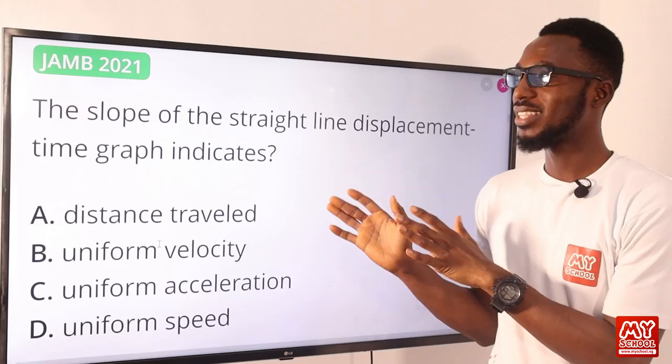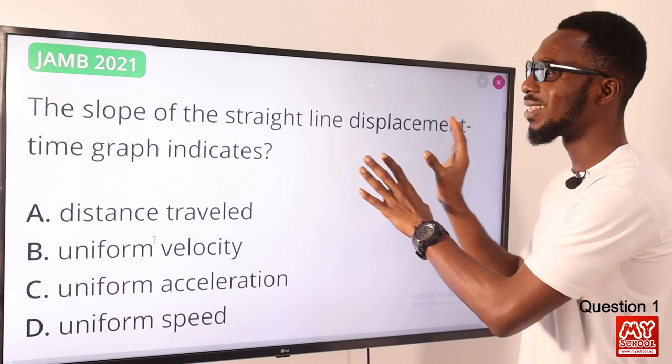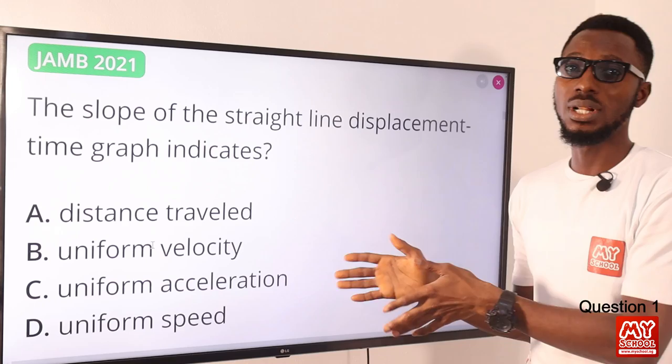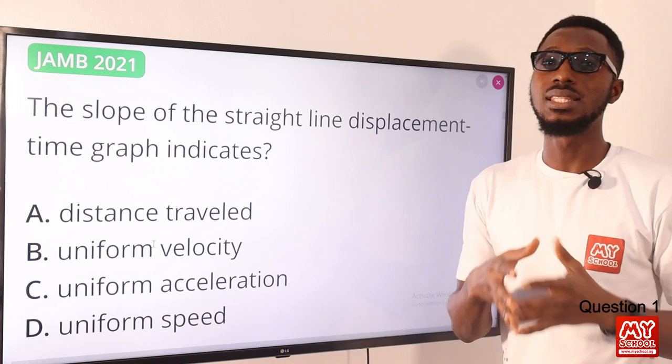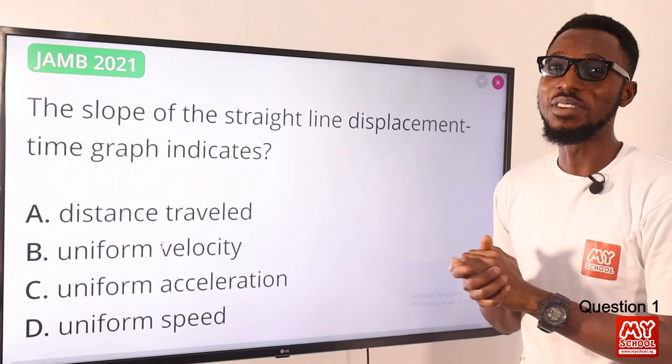The slope of the straight line displacement time graph indicates what? Alright, so we have displacement against time. That is for velocity. When it is speed, you talk about distance against time. So for the slope of the straight line, we're talking about equal displacement regarding equal time interval, so that should amount to your uniform velocity or constant velocity. So the correct option here is option B, for uniform velocity.